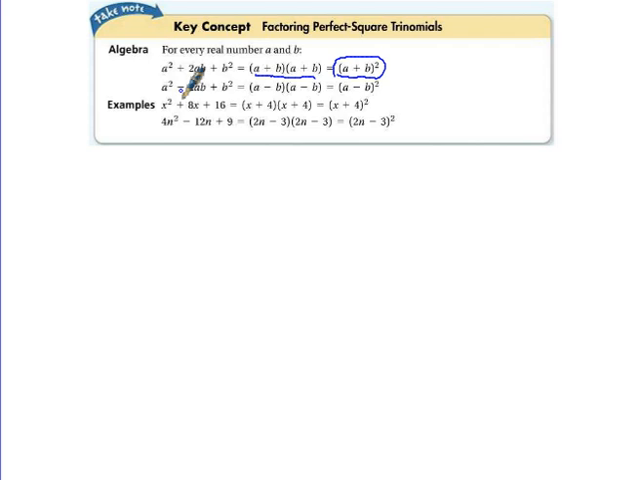If you have a negative sign sitting there, the same result is true, except now it's minus and minus, and then you would wind up with that as your answer.